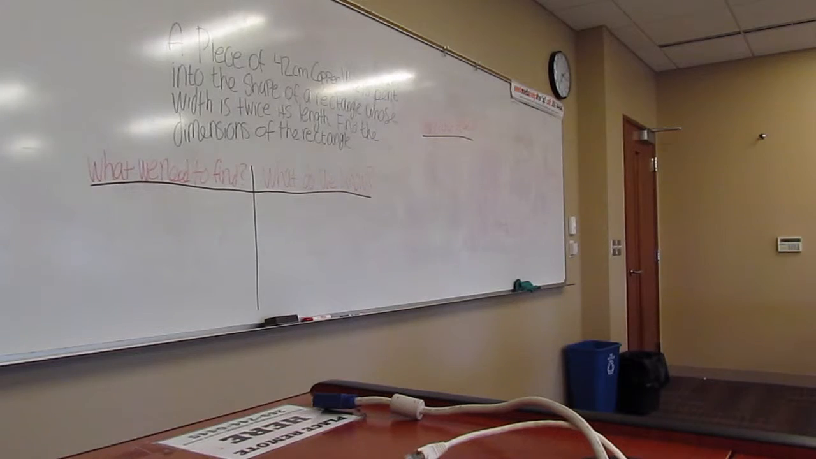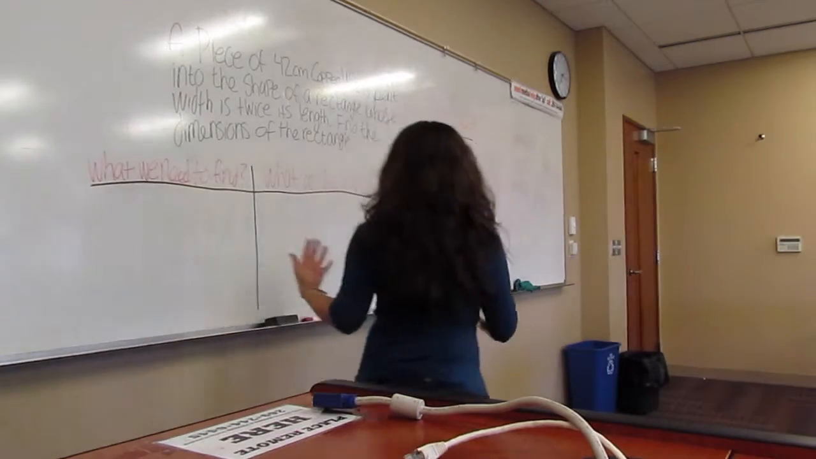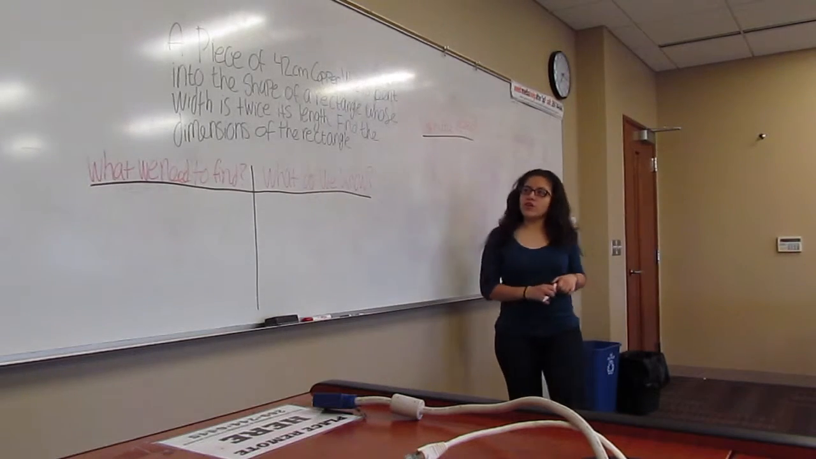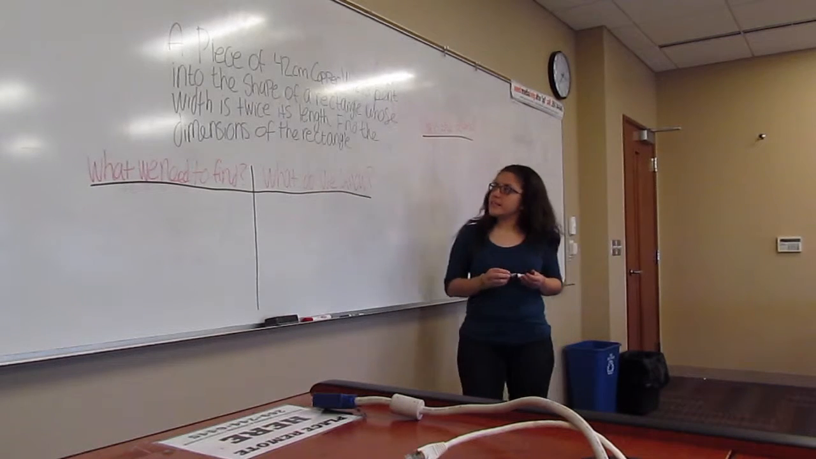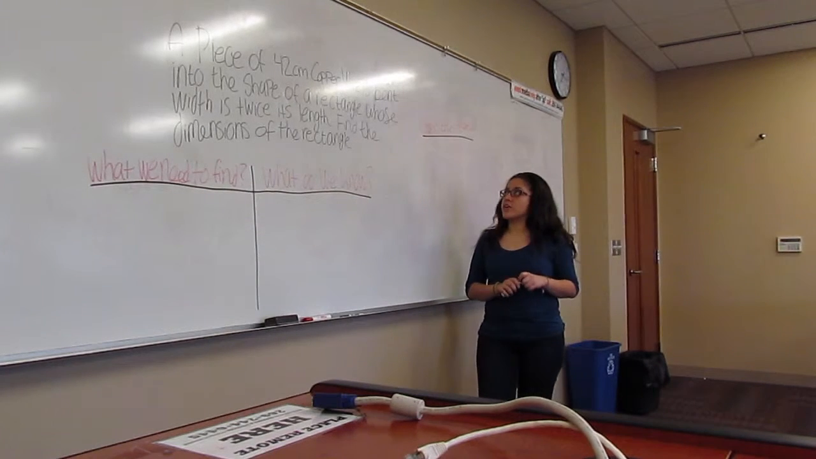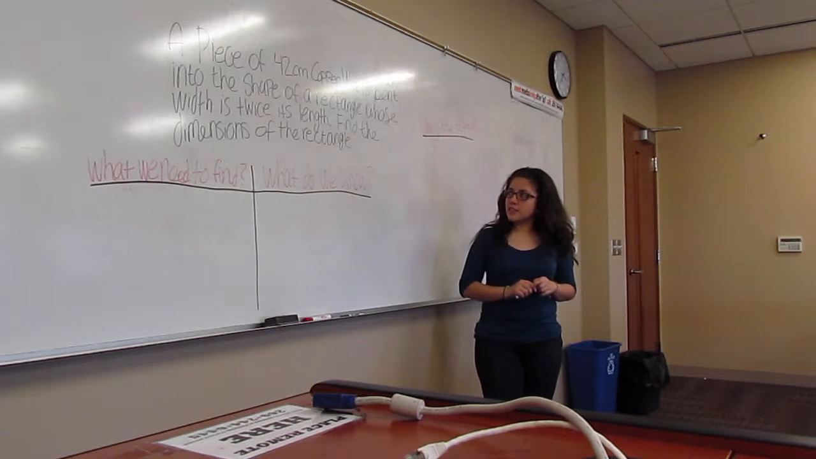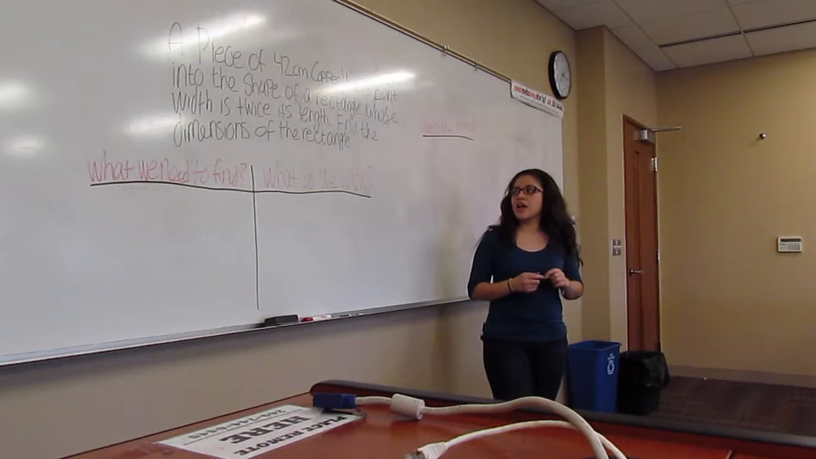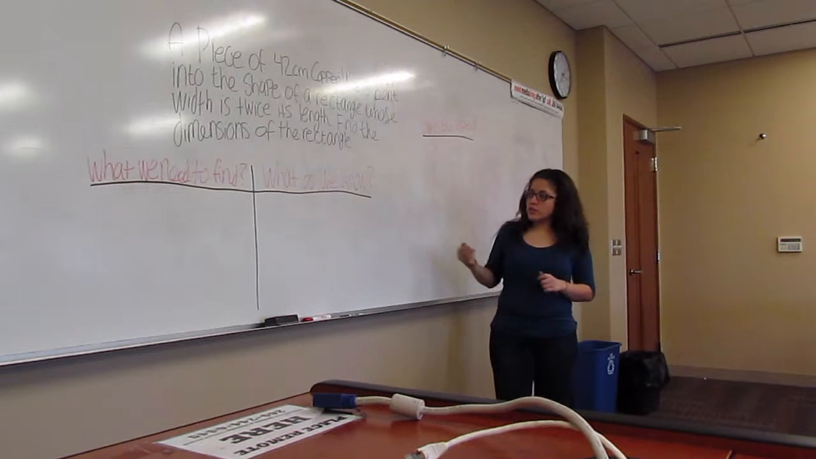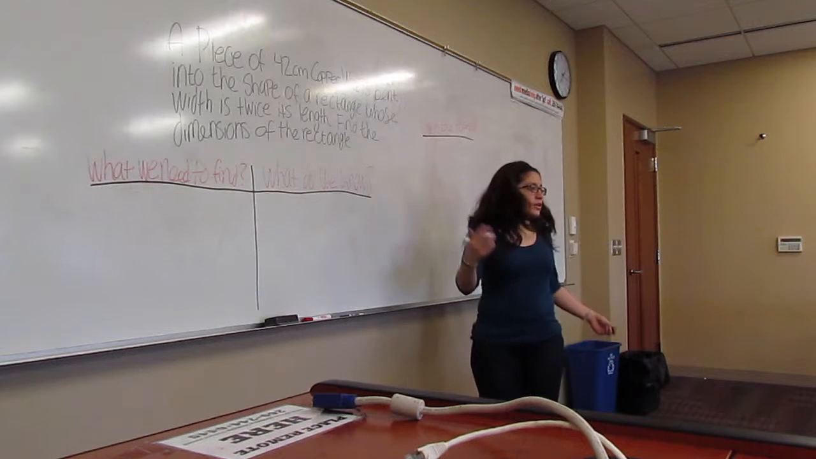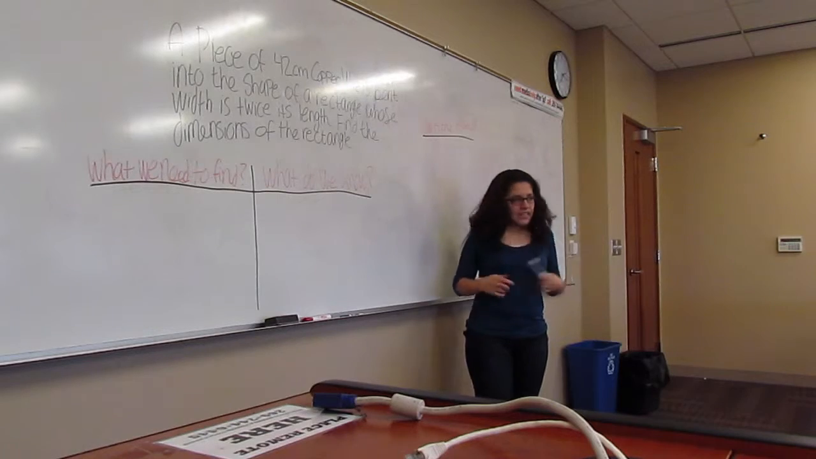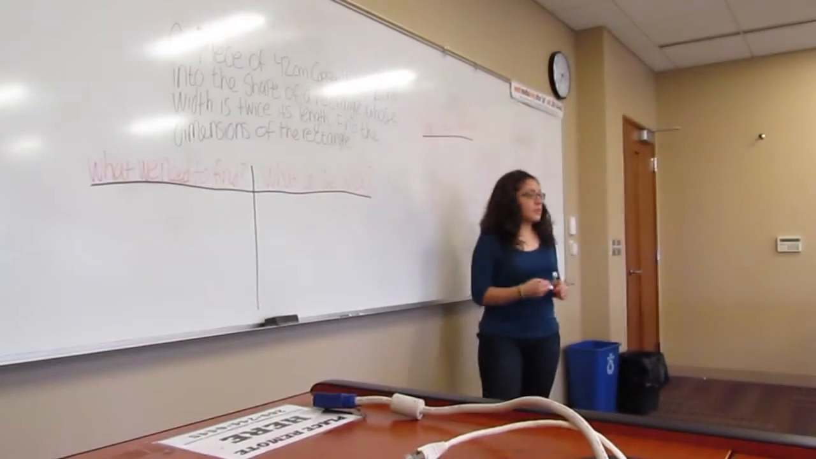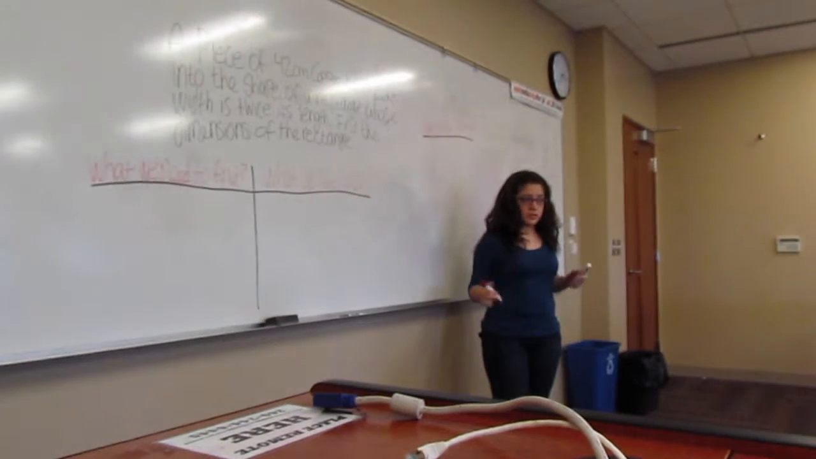Nice job. We're going to be using these equations, or at least one of them, for this problem that we have on the board. I'm going to read it to you. A piece of 42 centimeter copper wire is bent into the shape of a rectangle, whose width is twice its length. Find the dimensions of the rectangle. First, we need to identify what we know and what we don't know. What are some facts or information that may be useful to solve this problem?